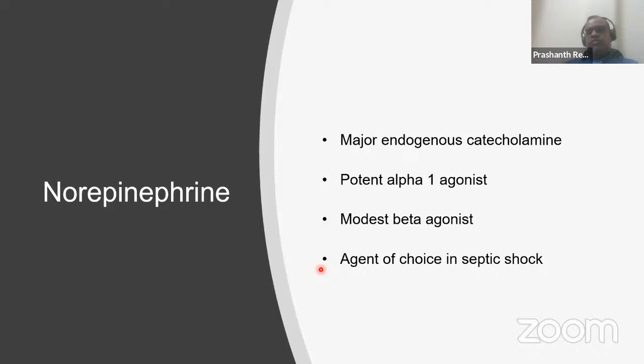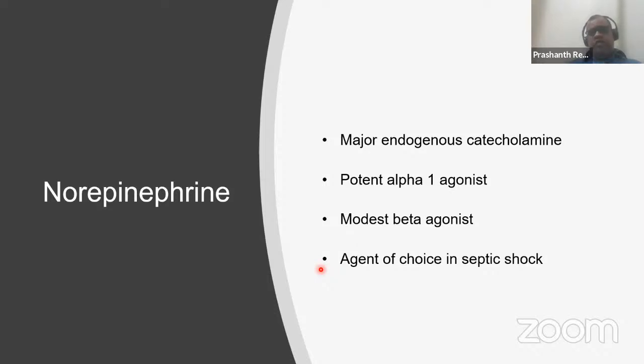Norepinephrine is the major endogenous catecholamine. It is the most prominent agent present in all the synaptic clefts of the sympathetic system. It has potent alpha-1 action, and at higher doses, it has some amount of beta agonism also. The last 2-3 Surviving Sepsis guidelines have picked norepinephrine as the agent of choice in treating septic shock. And in any distributive shock, norepinephrine is the agent of choice.